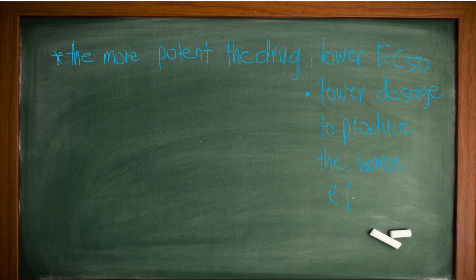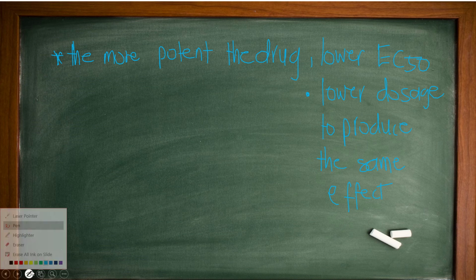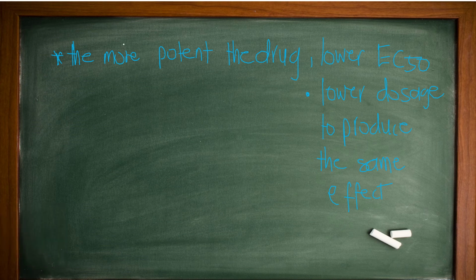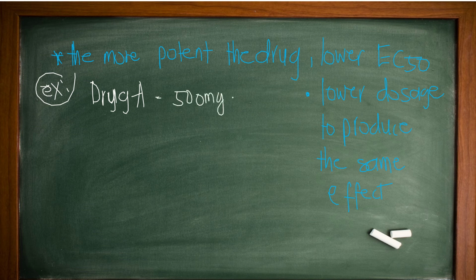Let me give you an example, class. Para maintindihan mo yan. Like for instance, we have drug A. Drug A has an effect at 500 milligrams, while drug B has the same effect at 5 milligrams. I'll repeat: your drug A has an effect at 500 milligrams, whereas your drug B has the same effect at 5 milligrams.